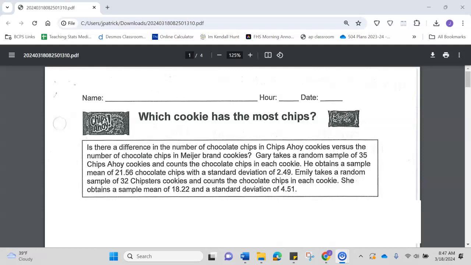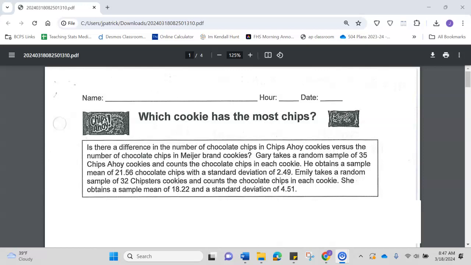Hi everyone, in this video we're going to be creating a confidence interval for two samples where we're comparing the means between two different samples. We've done this before, but we found proportions when we took our sample. This time we're going to be finding means or averages.